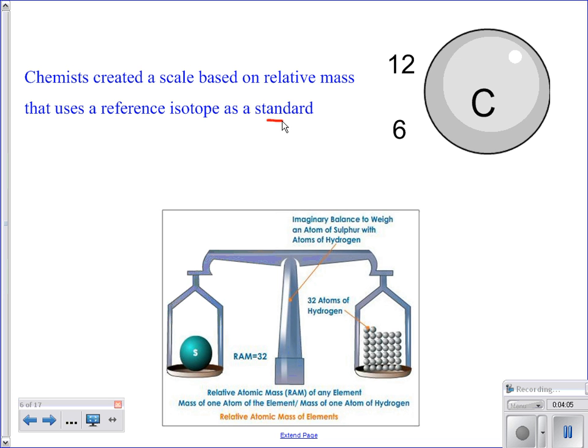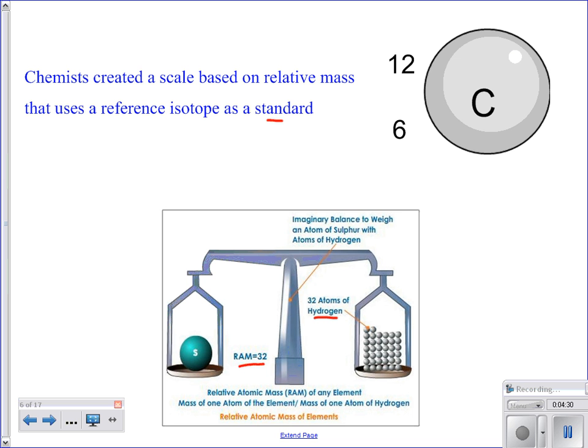So knowing that carbon-12 is our standard, this diagram below is just trying to illustrate that by getting a standard like that, we can then compare masses of all of these different isotopes or all of these different atoms by, for example, here we're showing that 32 atoms of hydrogen would have a relative mass of 32.